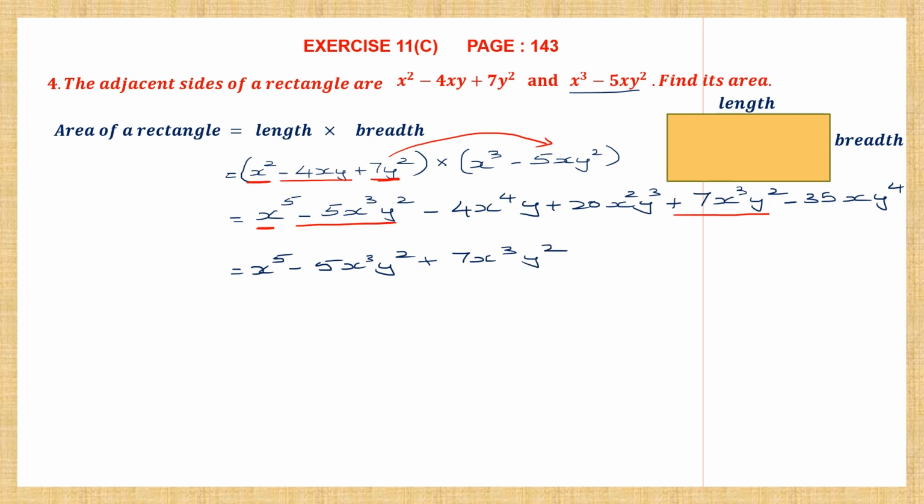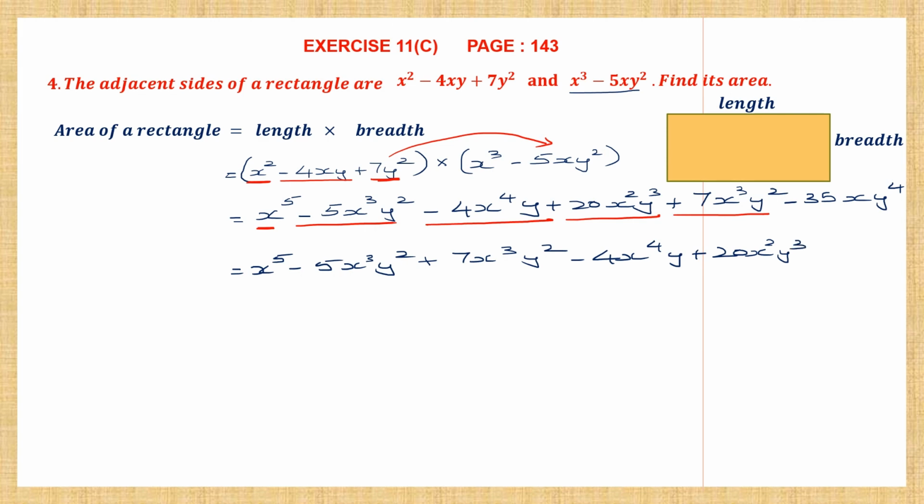Now the next one is this minus 4x to the power of 4. We don't have anywhere else. So it is minus 4x to the power of 4y. Now here the next thing is 20x square y cubed. That also we don't have anything else. So we'll write it plus 20x square y cubed.